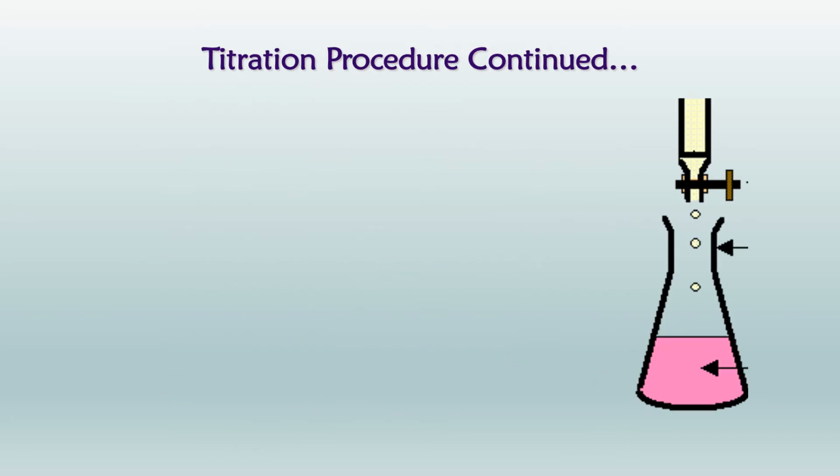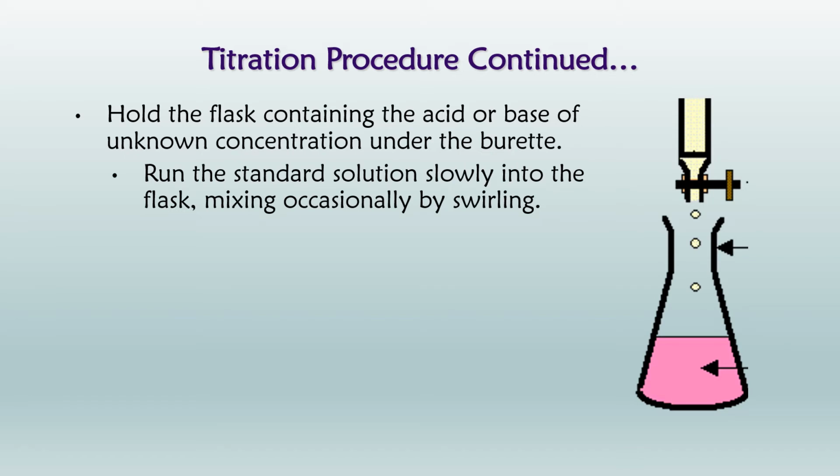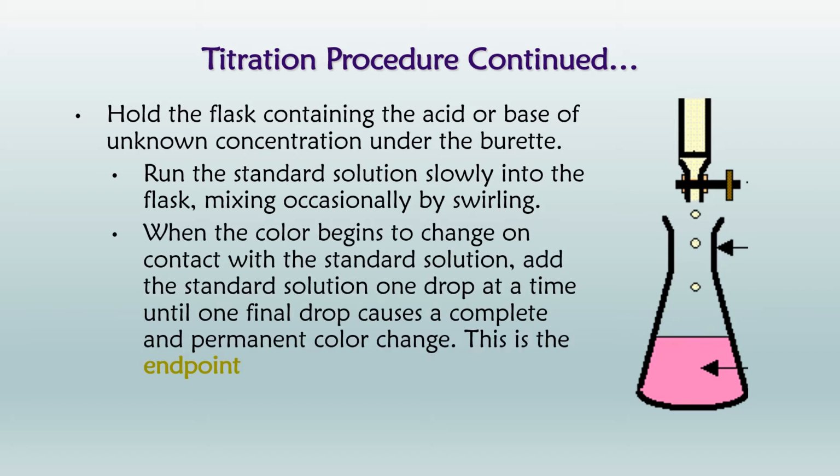Okay, now once we have our solutions in the flask and also in the burette, we will put the flask underneath the burette and then we'll slowly start adding the solution from the burette into the flask. And we're going to make sure that we are swirling our flask constantly. Now, eventually, there will be a point when as soon as a drop of the solution from the burette falls into the flask, you notice a slight color change. But when you swirl it, that color change is gone.